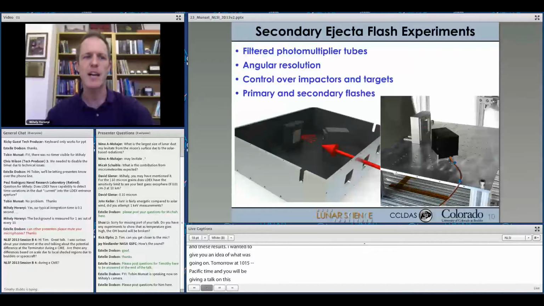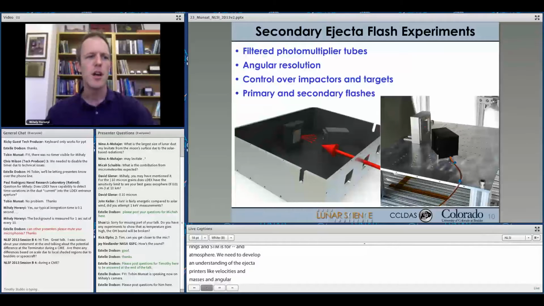So next, we've also done some experiments looking at the impact flash produced by ejecta from hypervelocity impacts. These are the ejecta that may be responsible for rings and dusty atmospheres of moons, for example. And we need to develop a clear understanding of the ejecta parameters, like velocities and masses and angular distributions, to figure out the ejecta yield.